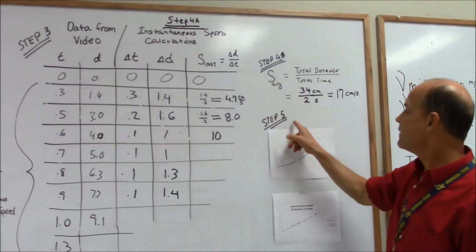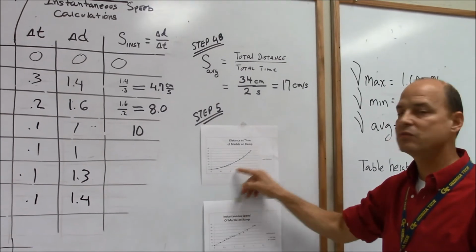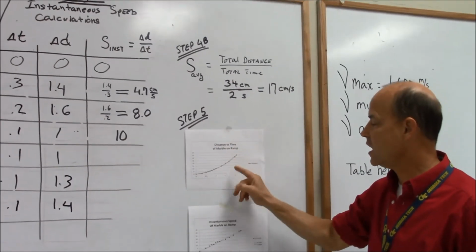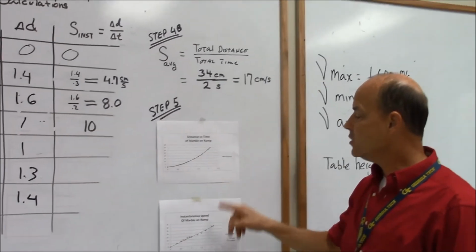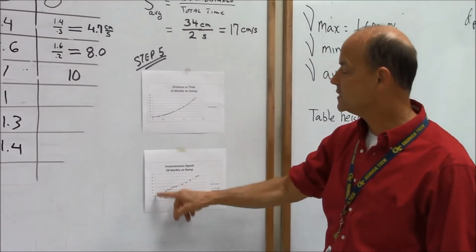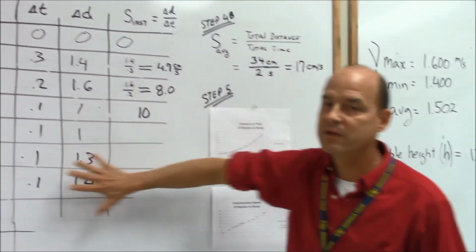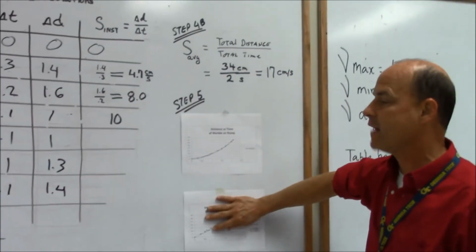After that, step 5, you graph it. So my marble on a ramp, this is what it looked like in a distance versus time graph. Then you're going to do a speed versus time graph, which we are going to graph your instantaneous speed over your time. So basically you're using the data from this table to produce these graphs.